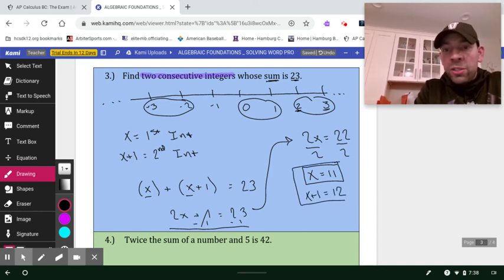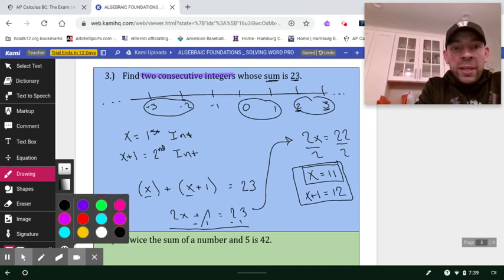So here are my two solutions. And again, we could check those by substituting an 11 right here and an 11 right here. And I think we could go ahead and verify that.